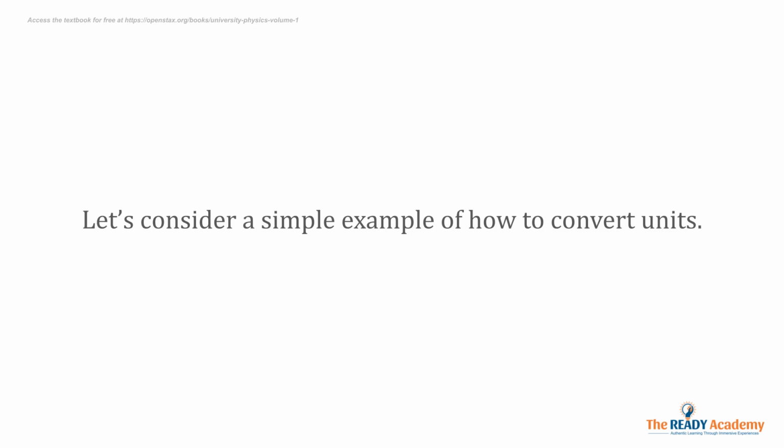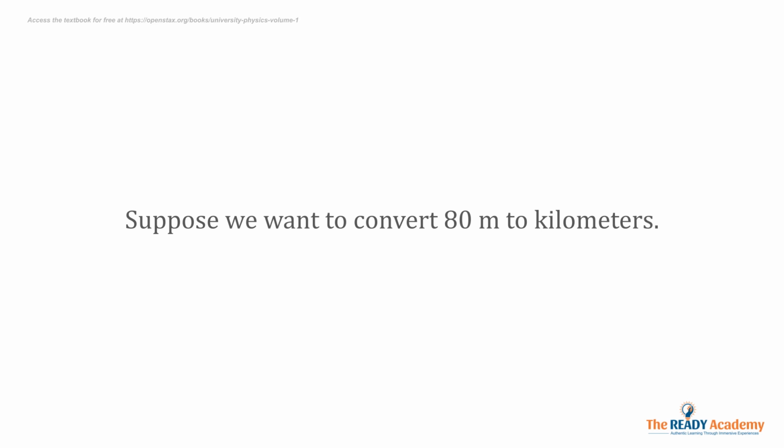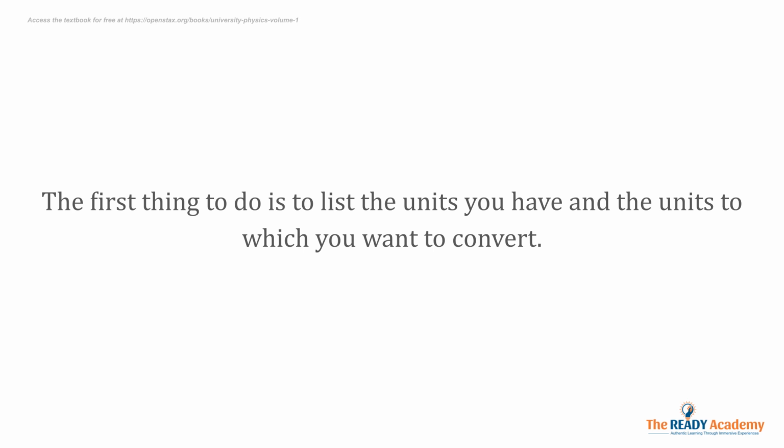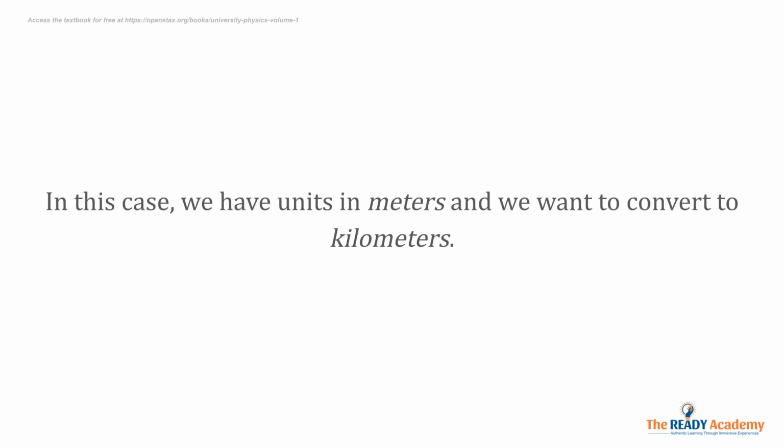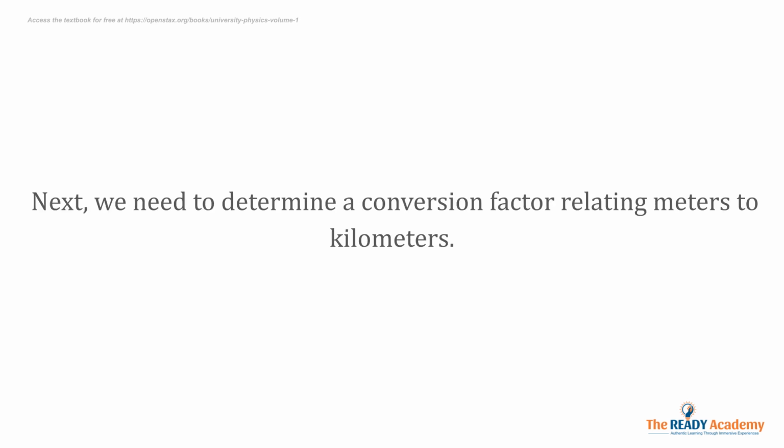Let's consider a simple example of how to convert units. Suppose we want to convert 80 meters to kilometers. The first thing to do is to list the units you have and the units to which you want to convert. In this case, we have units in meters and we want to convert to kilometers. Next, we need to determine a conversion factor relating meters to kilometers.